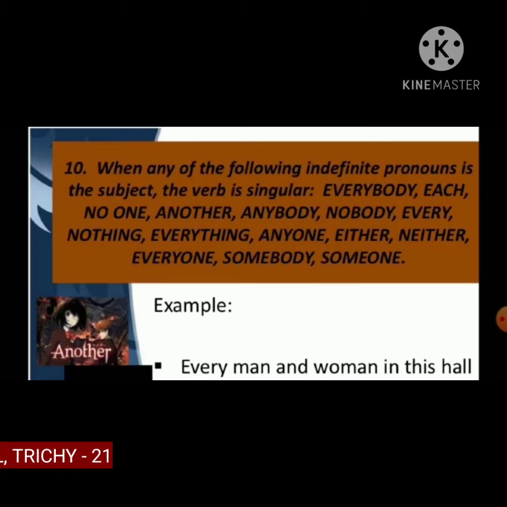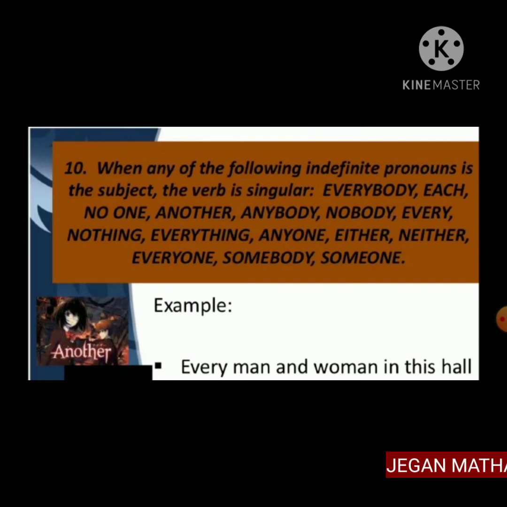Tenth one: when any of the following indefinite pronouns is the subject, the verb is singular: everybody, each, no one, another, anybody, nobody, every, nothing, everything, anyone, either, neither, everyone, somebody, someone. For example, every man and woman in this hall. So you have to take a singular verb.